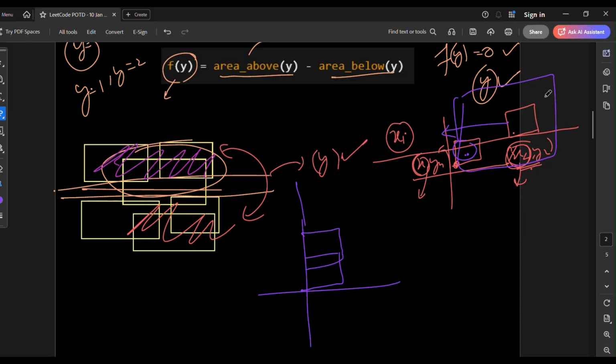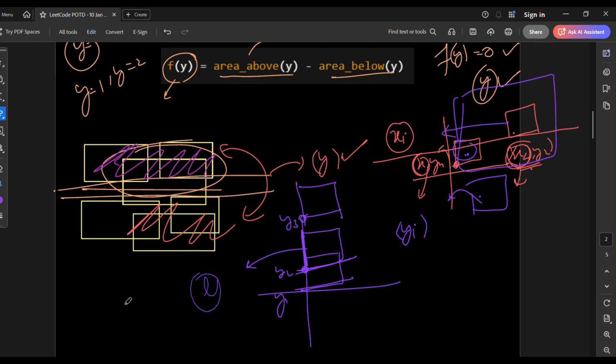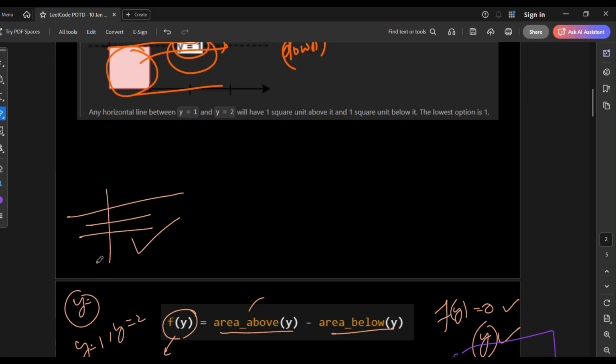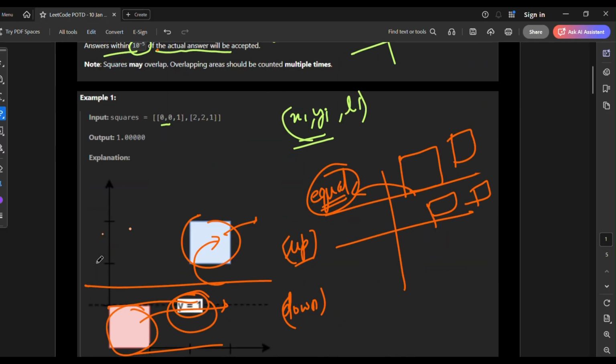Let's say I have another square at some random point in the first quadrant. I will take the x coordinate as 0 only, and just write the y values. You can figure out that the bottommost value, the yi that is given, will be this bottom value. This is y1, this is y2, and this is y3, and the height is defined by the value l given in the squares array.